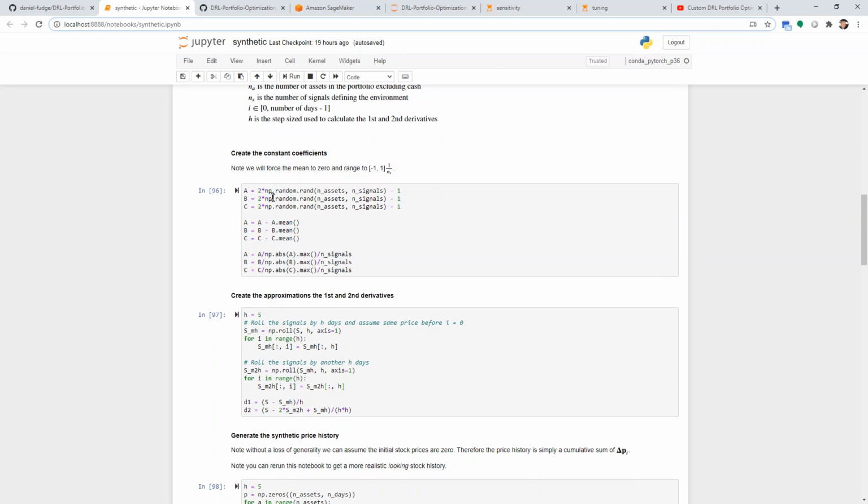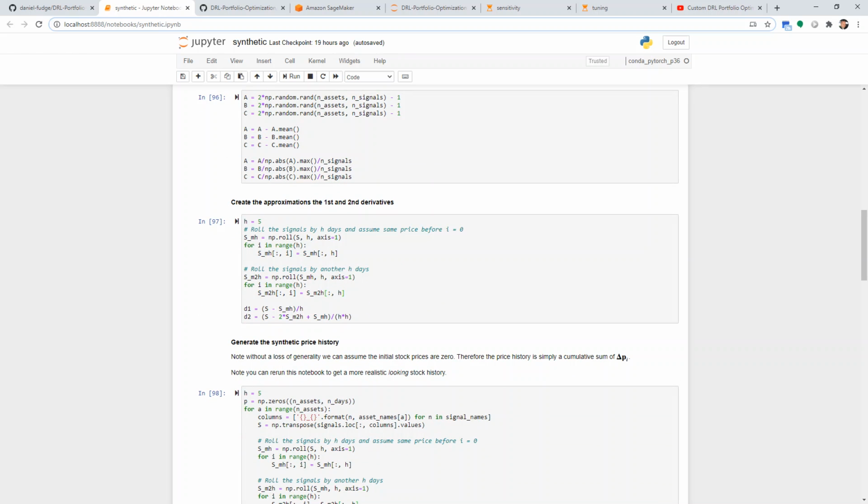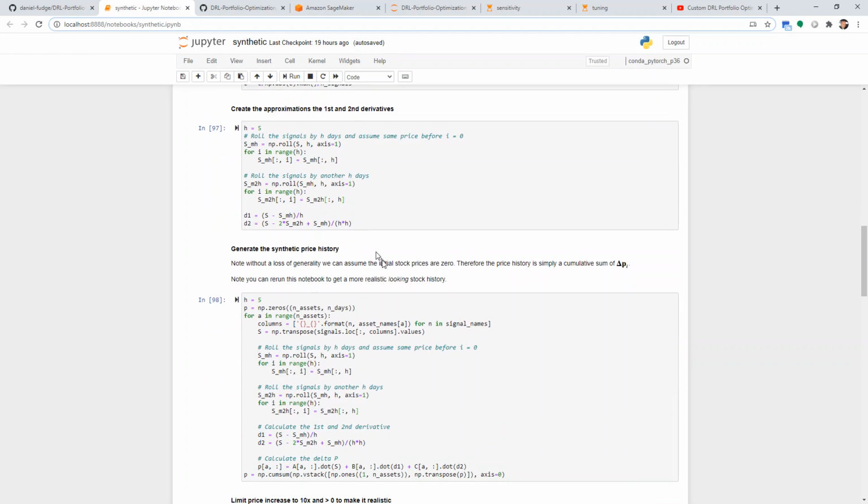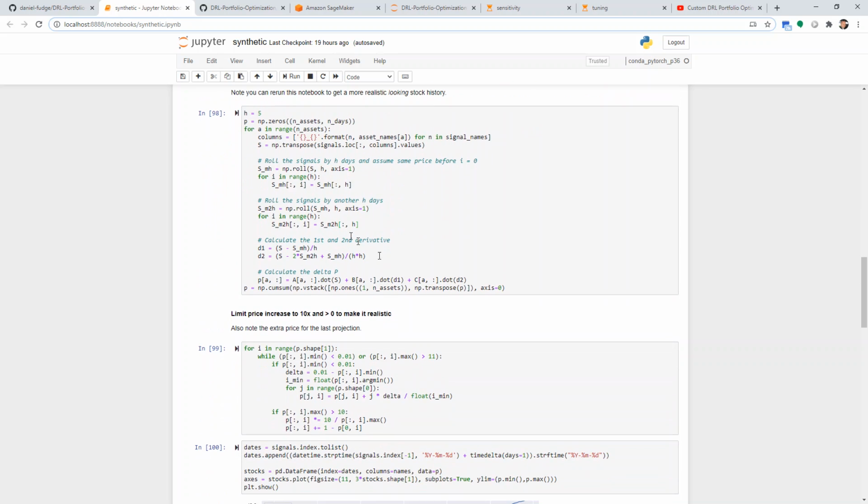So this is basically coming here. We're pulling out some random coefficients, number of assets times the number of signals. We're normalizing it again, even though it's random, because it's not a lot. We recenter it to zero and normalize it by the number of signals, because we're multiplying by many signals, so we want to keep it a fraction of one. And this is just a calculation to create the derivatives and do a cumulative sum as we go through time to get the price history.